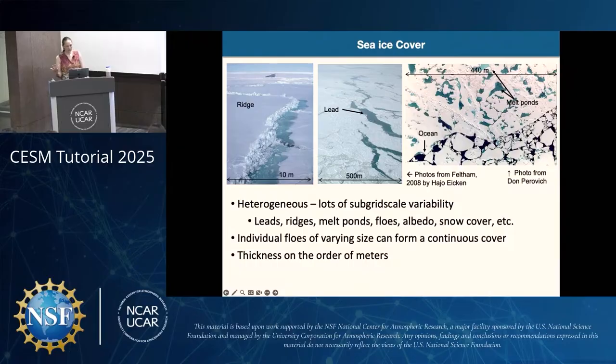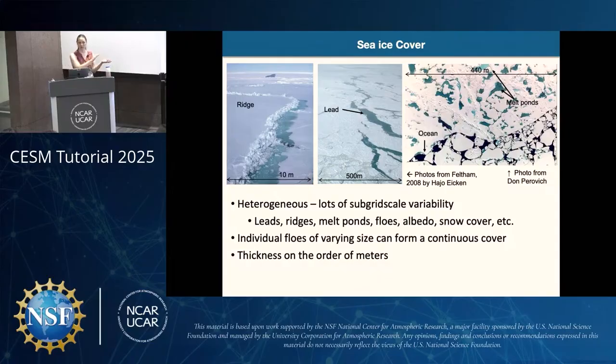And so there's a lot of variability in what sea ice can look like, its size, the albedo, all of that. All of these individual floes create a continuous cover in most of the Arctic or the Antarctic, but the concentrations can vary. And the thickness of sea ice is on the order of meters. So some of the deepest, thickest ridges you'll get would be maybe like 10 to 20 meters. It's not nearly as thick as land ice.